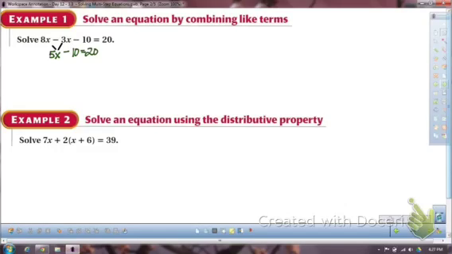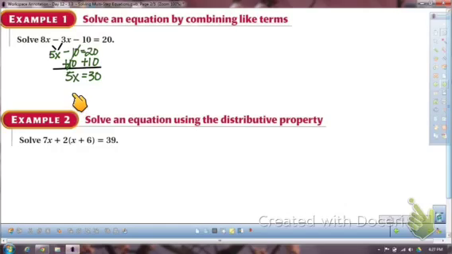Alright. Now moving on, the next step, of course, is to get rid of the one that's further away from the variable, so that's going to be the negative 10. We do the opposite operation or inverse operation of subtraction, and that's going to be addition. Add 10 to both sides, and then the 10s will cancel out, of course, and we're left with 5x equals 30.